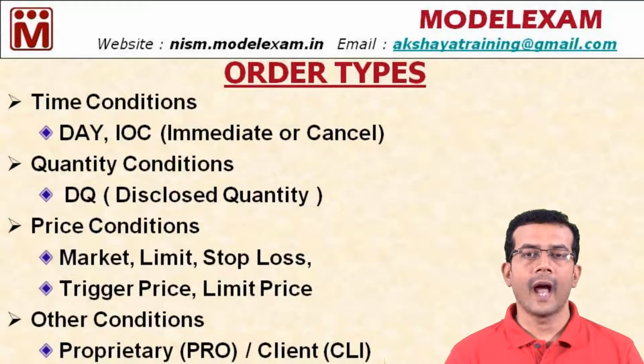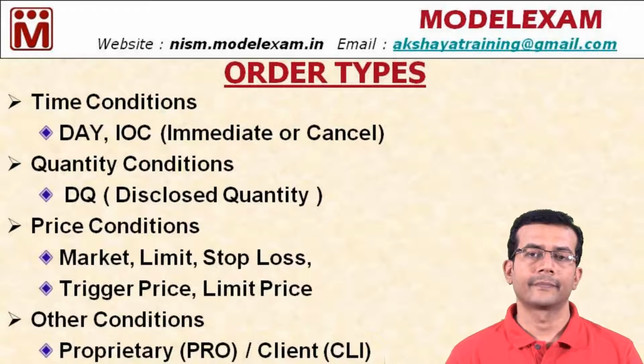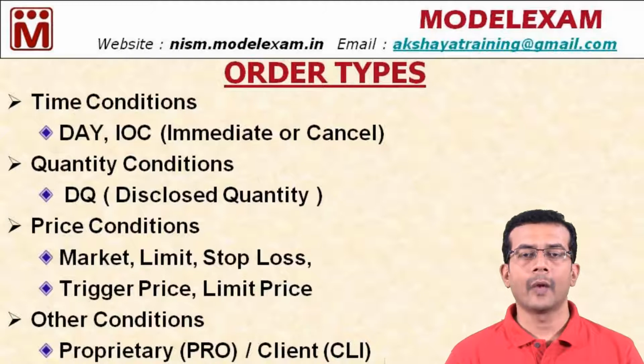The next one is IOC. IOC is immediate or cancel. Now traders may use this IOC order in case of very big orders or in case of intraday orders. Now what is IOC? As the name indicates, the traders may want their orders to be executed or matched immediately. If any of the order quantity is not getting matched, that particular order quantity will be cancelled.